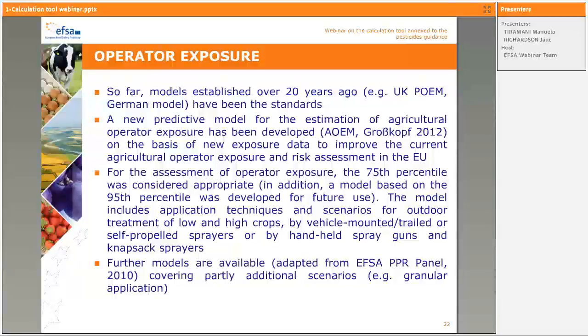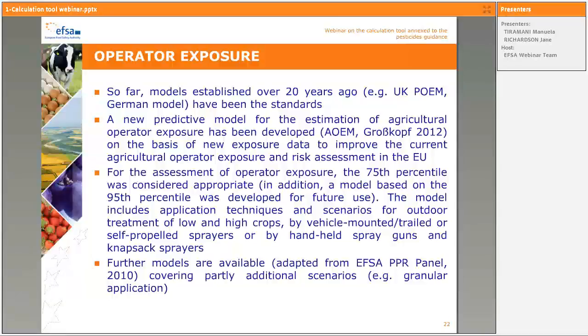A couple of words on the operator exposure. So the effort that was done by the working group preparing the guidance was trying to find a harmonization, where possible, over the use of different models in Europe in the last 20 years. The excellent experience of the UK POEM and of the German model, though extremely, as I said, helpful, at a certain point identified some inconsistencies or the need of understanding where the gaps were.